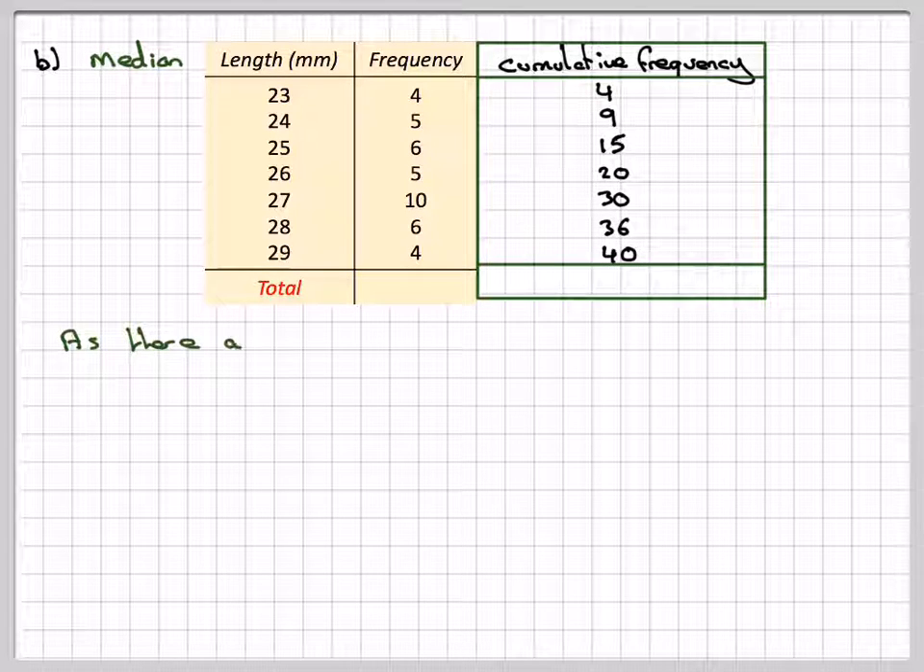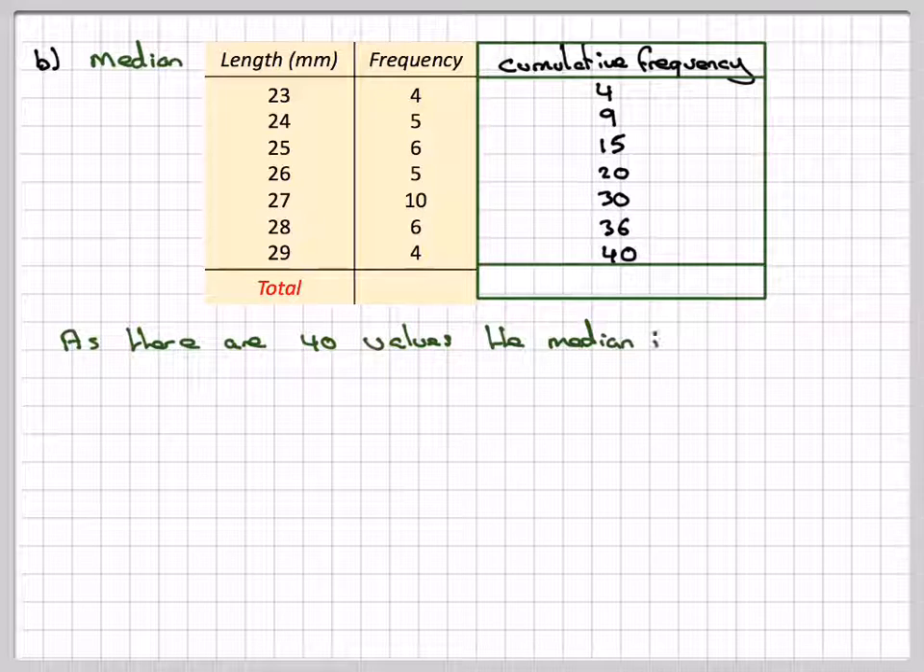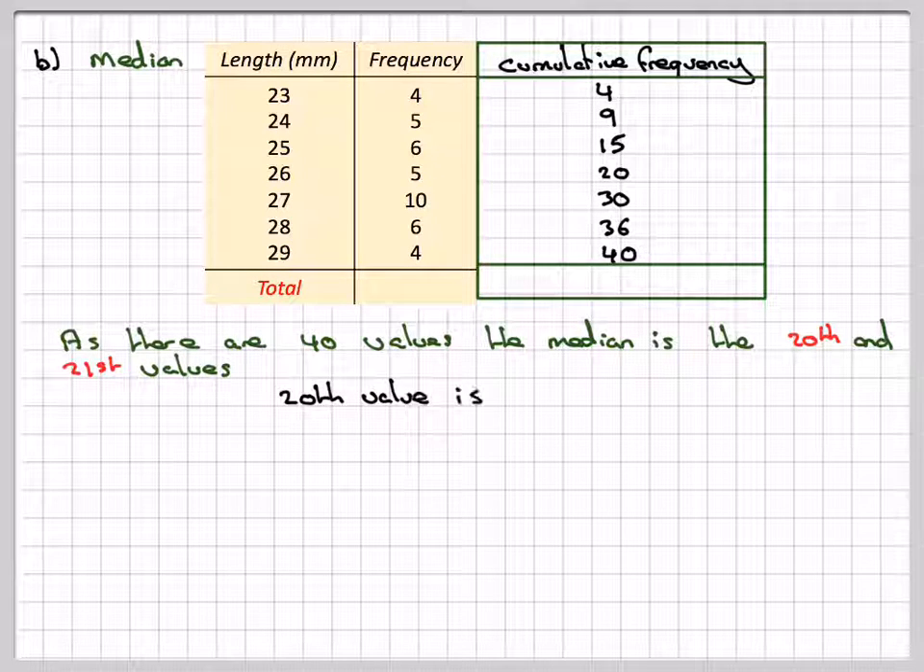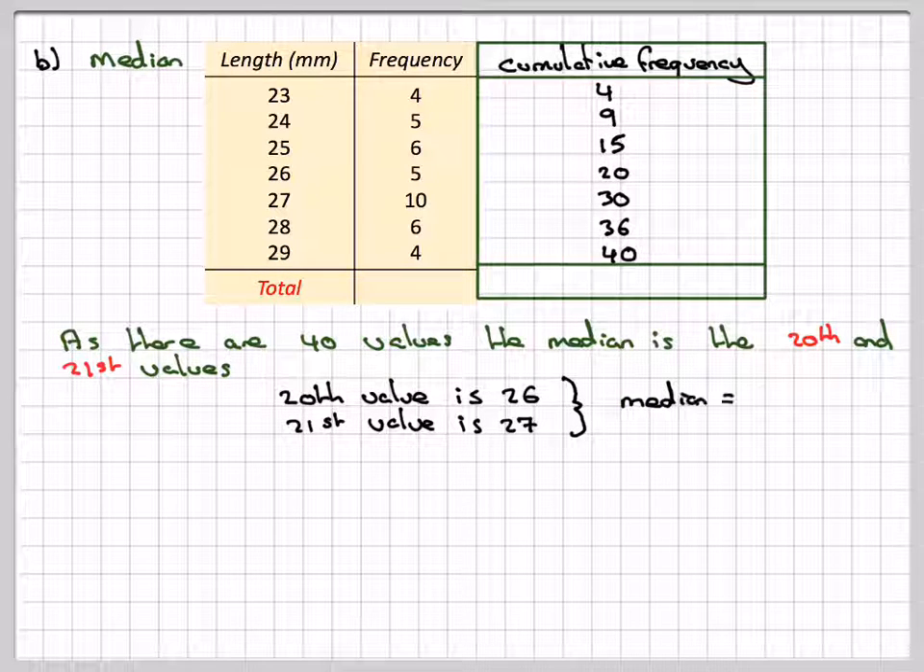Now the median, because there's 40 items, will be where the 20th value is, which is there, and where the 21st value is, which is there. So the 20th value is 26, the 21st value is 27. So the median will be equal to 26 plus 27 divided by 2, which is 26.5.